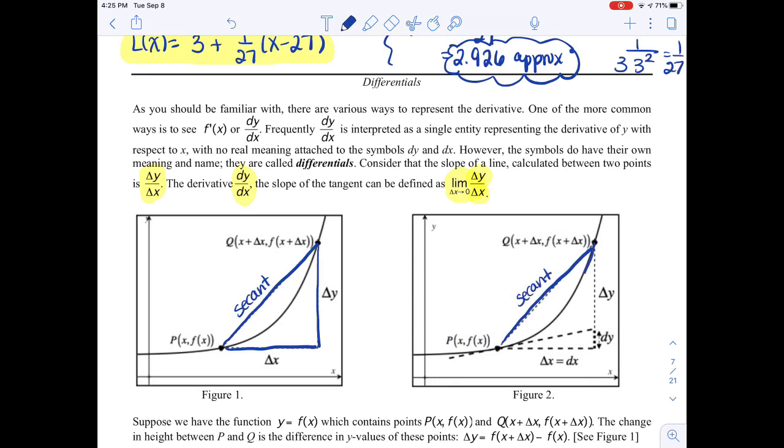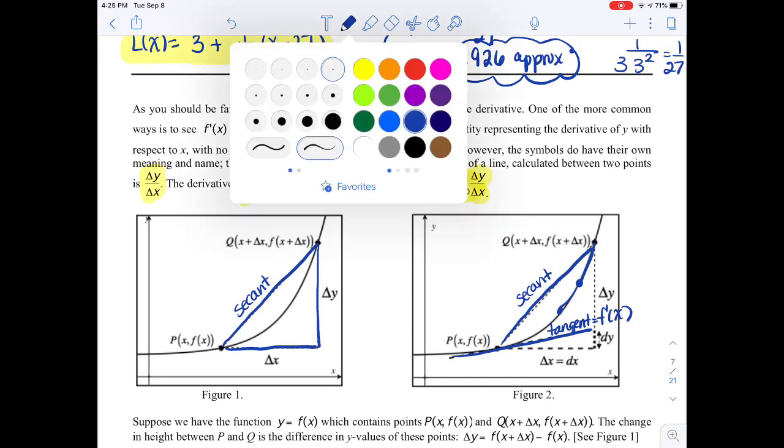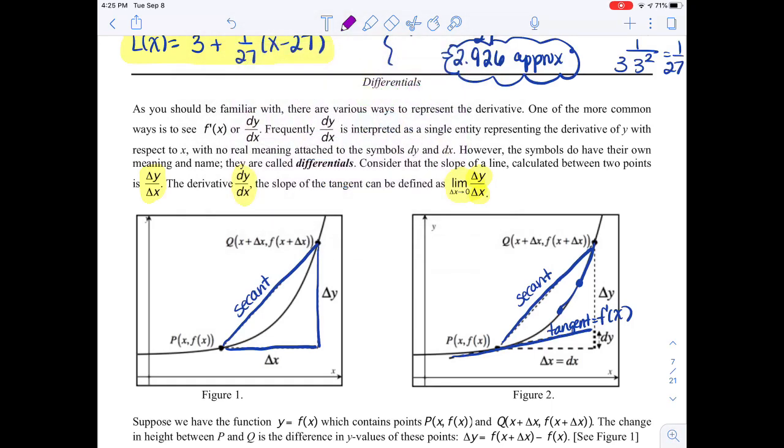As I start sliding this point along my curve, eventually I get to a point where I have the tangent, in other words, f prime of x. And what you'll notice is that, let me change colors just to show you, delta y is the original change in y when I was thinking of it as a secant, but it eventually merges to become dy, which is the differential version when I'm actually at the point of tangency.